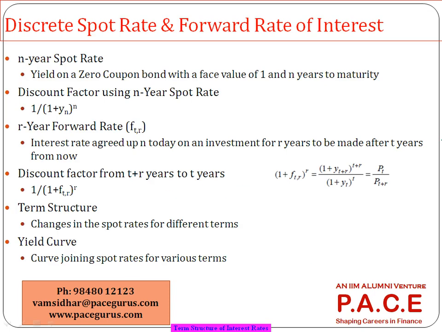So to start with, whenever we talk about the word spot rate, in terms of bonds and bond pricing, bond valuation, we use this word spot rate a lot. Whenever we call something a spot rate, it is nothing but the yield on a zero coupon bond. Let's say I have invested 100 today and the bond has given me 110 after 1 year.